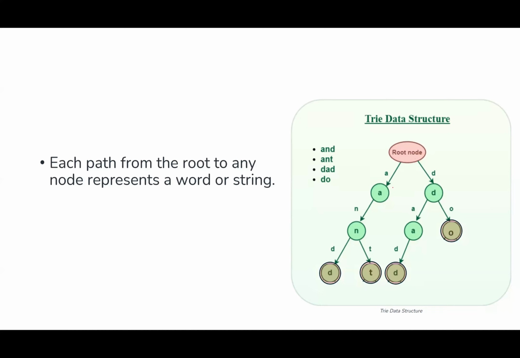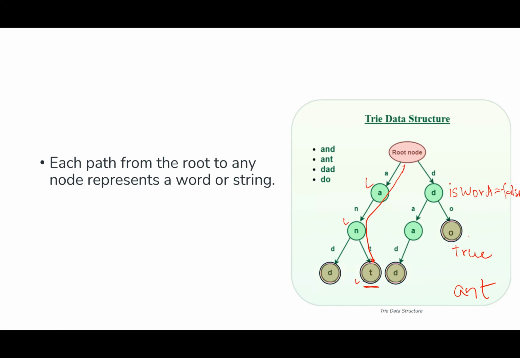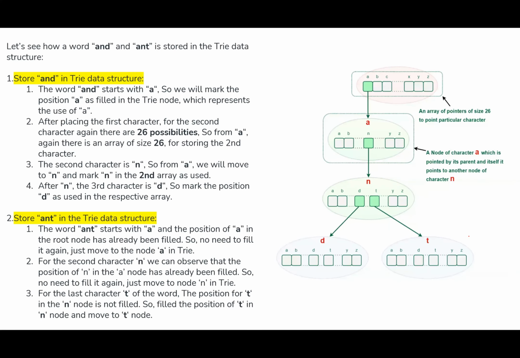Or let's take another path, say this path, from root all the way to this. So it's A-N-T, and this is a word. You see the color code, right? So the light green ones have is word false, and these deeper green ones have is word true. Okay, so let's show you how we can insert words in a trie data structure.